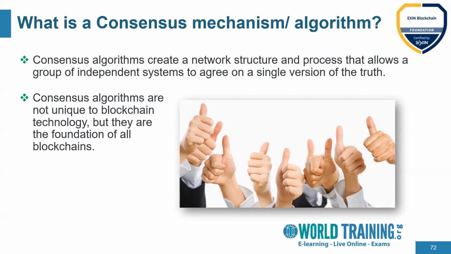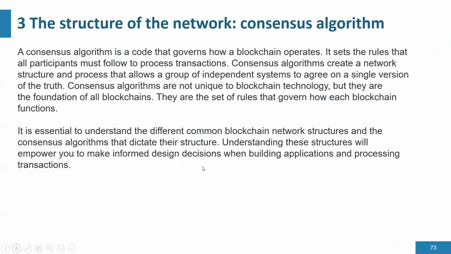As we say, consensus algorithms are not unique only to blockchain technology; they have been there in other aspects as well. Consensus algorithms are important fundamental ways of having an agreement on a single source of truth. So that is the structure of the network as we understand it from the consensus algorithm. Let's try to dive deep.